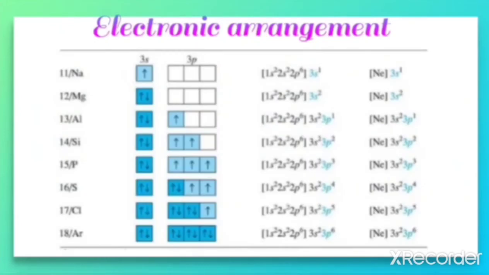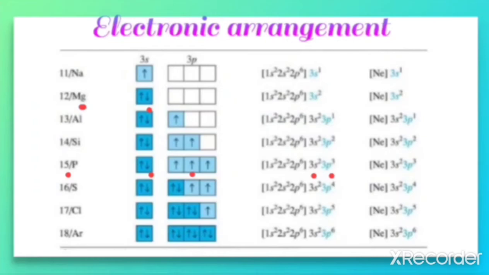When we write the electronic configuration, it is clear that in the case of magnesium they have a fully filled orbital, that is 3s2, and in the case of phosphorus they have half filled orbitals, that is 3s2, 3p3. So we can say that they have a more stable configuration.